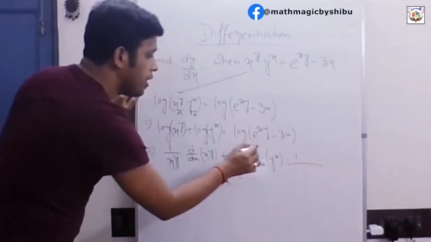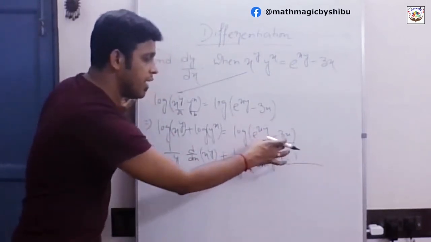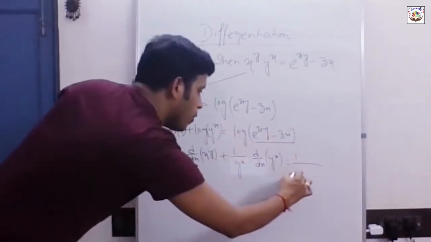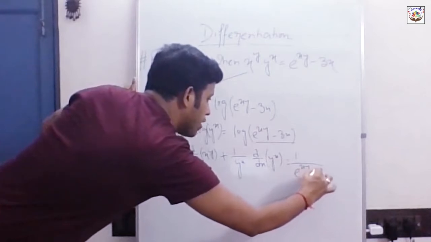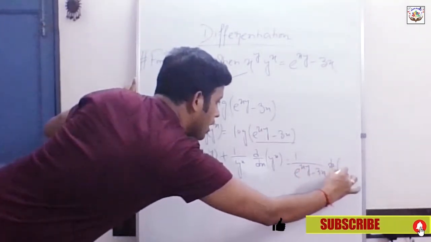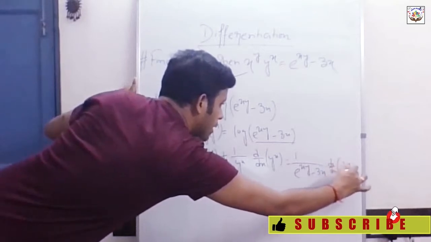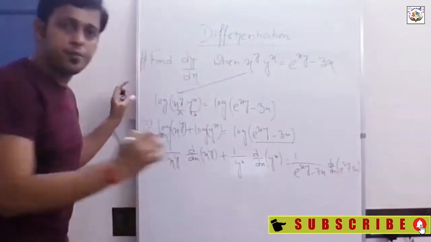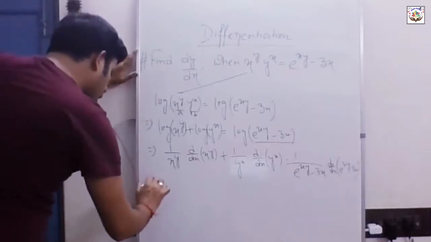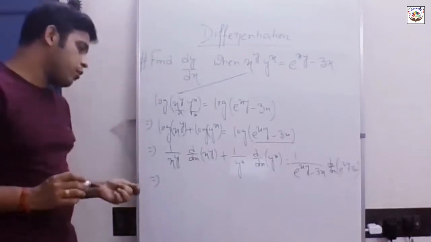1 by, as we know, if we assume it as x, the derivative of log x would be 1 by x. So it would be 1 by e to the power (xy minus 3x) and d/dx of e to the power (xy minus 3x). Right? Clear to this point? Now, what do we need to do?